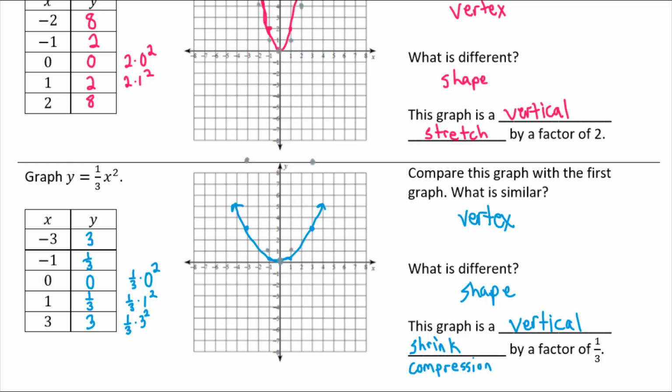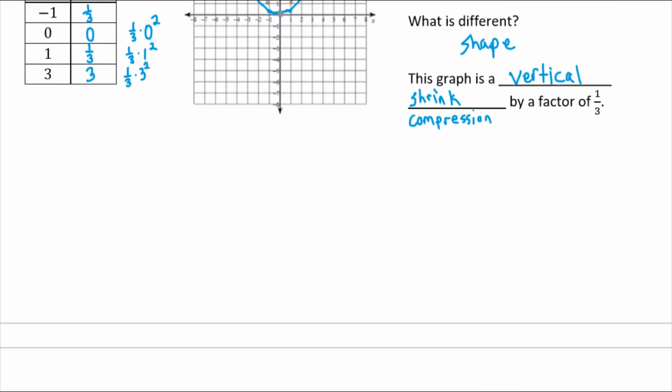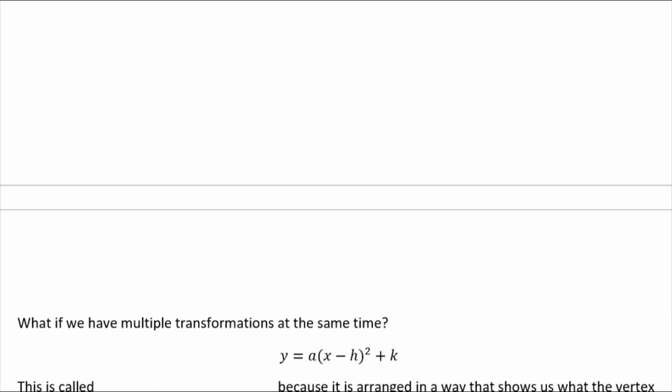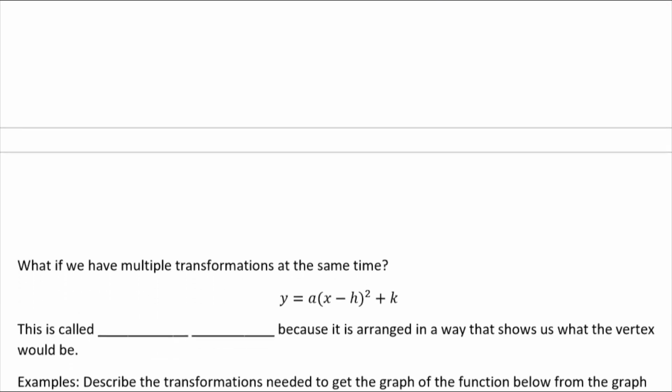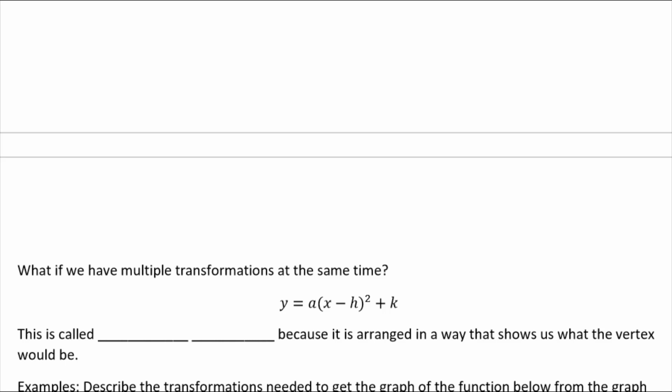So that's actually all of the different things that we can have. That's actually technically not true. That's just all that we're going to do right now. There are also horizontal shrinks and stretches, and there are also reflections across the y-axis, but we're not going to worry about that right now because it adds a level of complexity that I don't think we're quite ready for. So what if we have multiple transformations at the same time? What we have here is called vertex form.